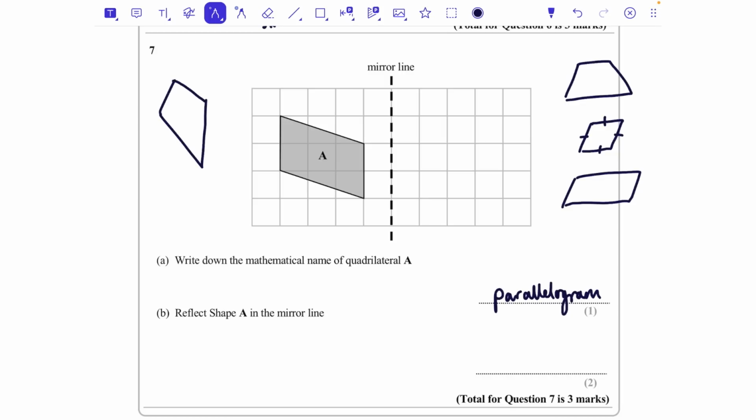And then there's 3D shapes that you might need to know as well, but those are the 2D ones that I would make sure you know.